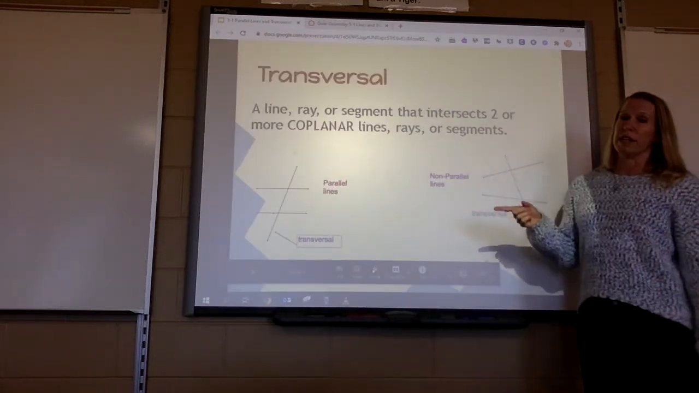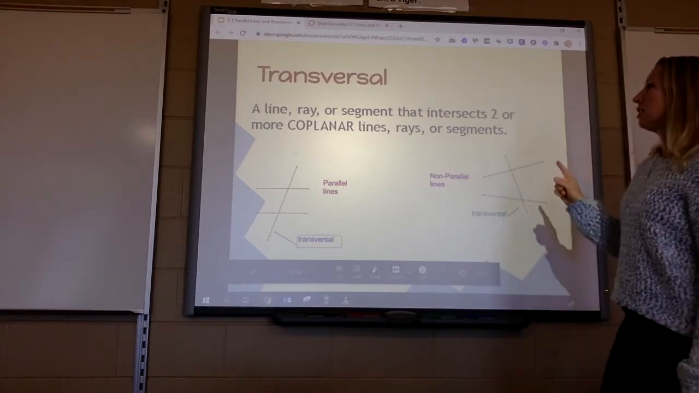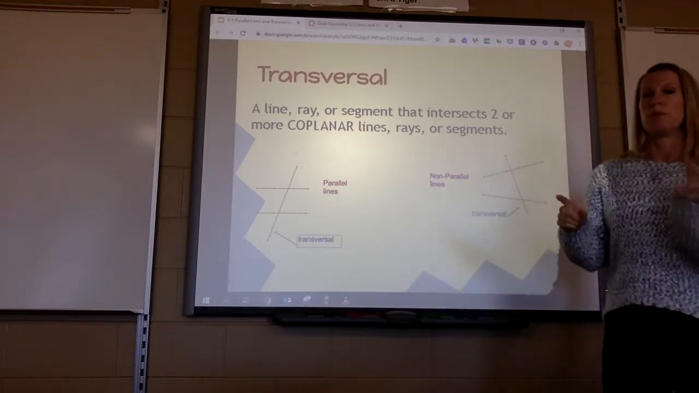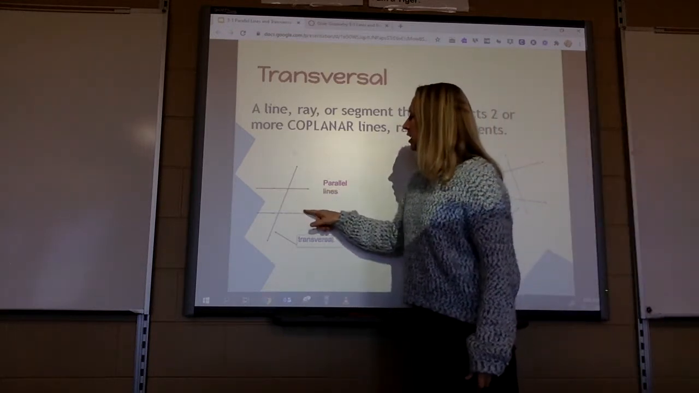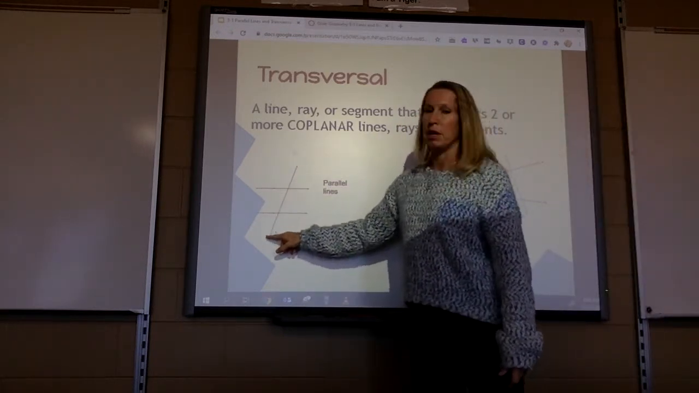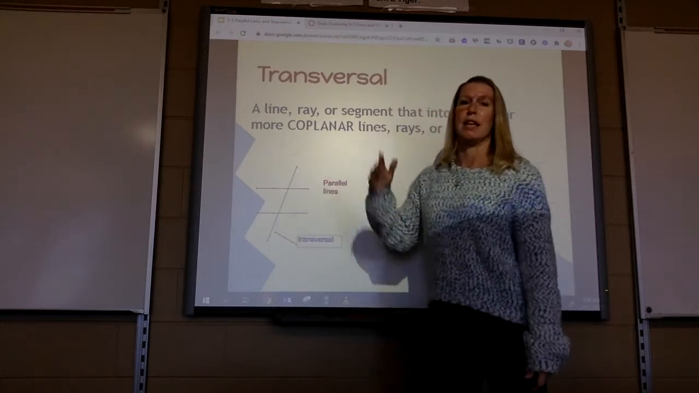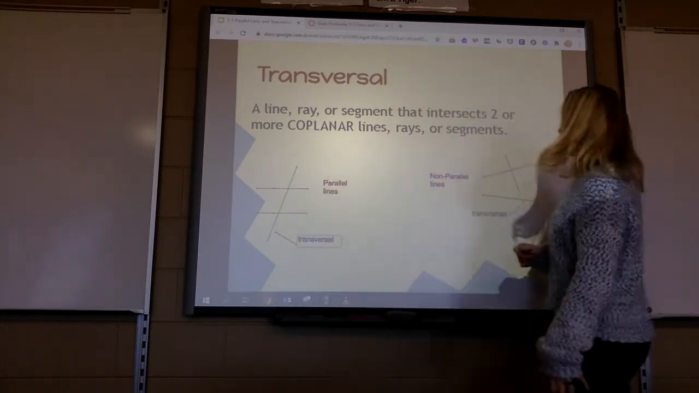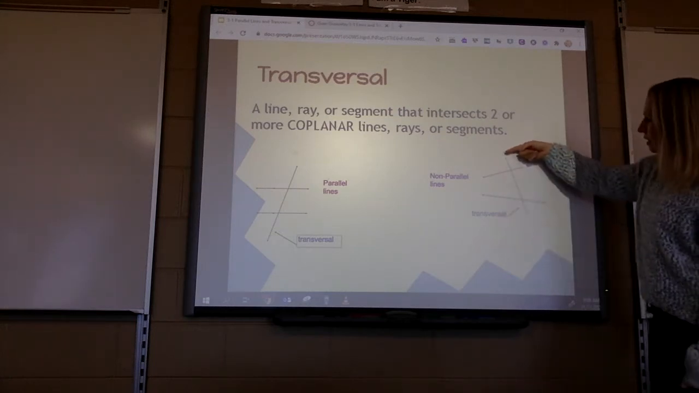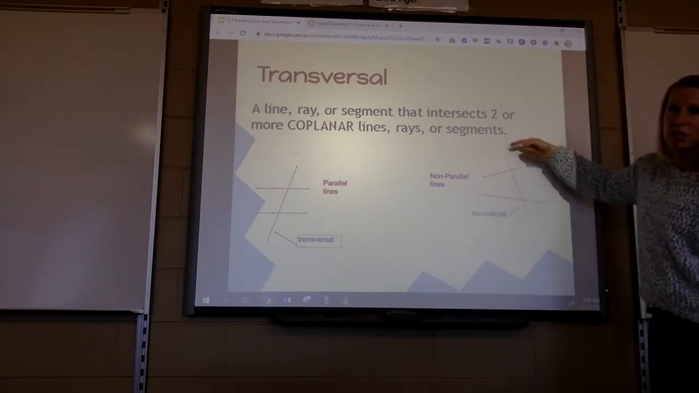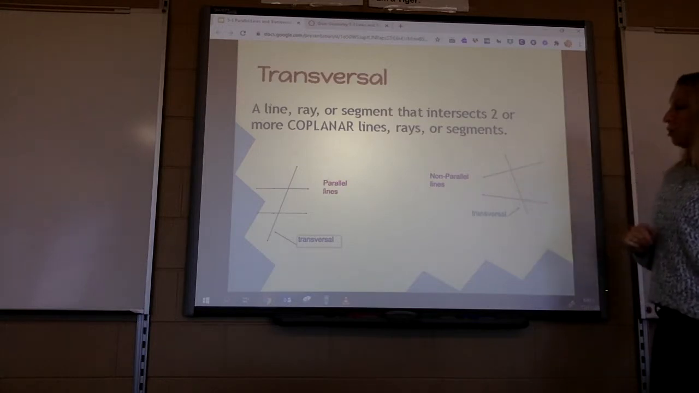Okay, so a transversal is a line, ray, or segment that intersects two or more coplanar lines, rays, or segments. So I've got these two lines here. This right here would be called my transversal. It's the line that intersects those two parallel lines. So these two lines that are not parallel, that's okay. This is still a transversal. It intersects those two coplanar lines.